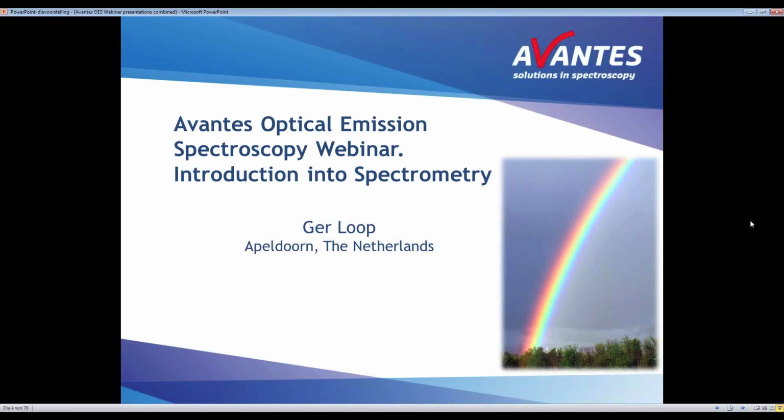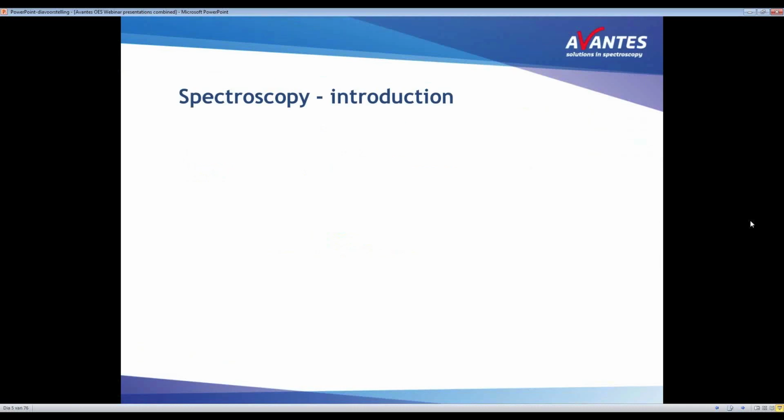Let's start off with the introduction into spectroscopy. Spectroscopy is a study which deals with the methods of measurement of light. So within the Avantes spectrometer range, this relates to the range of 200 to 2500 nanometers.